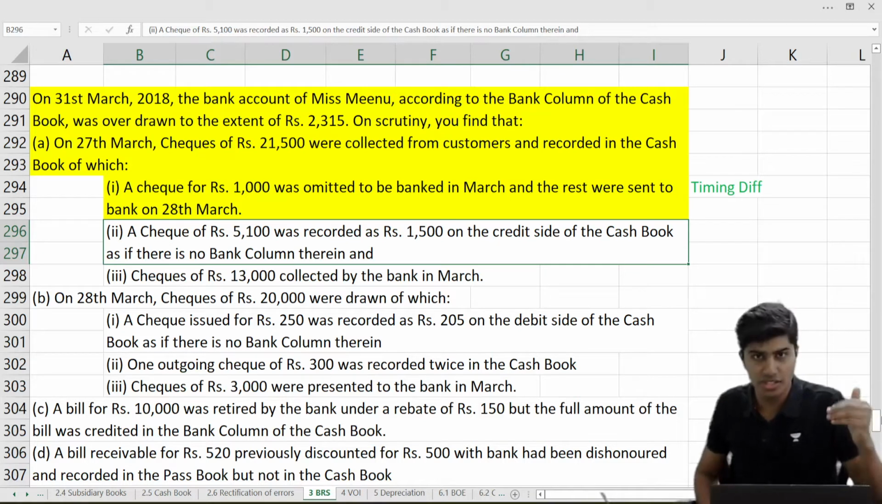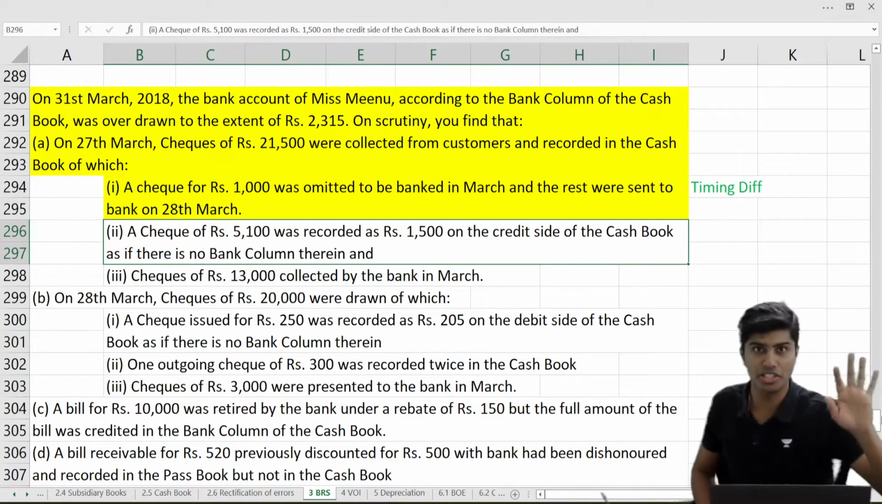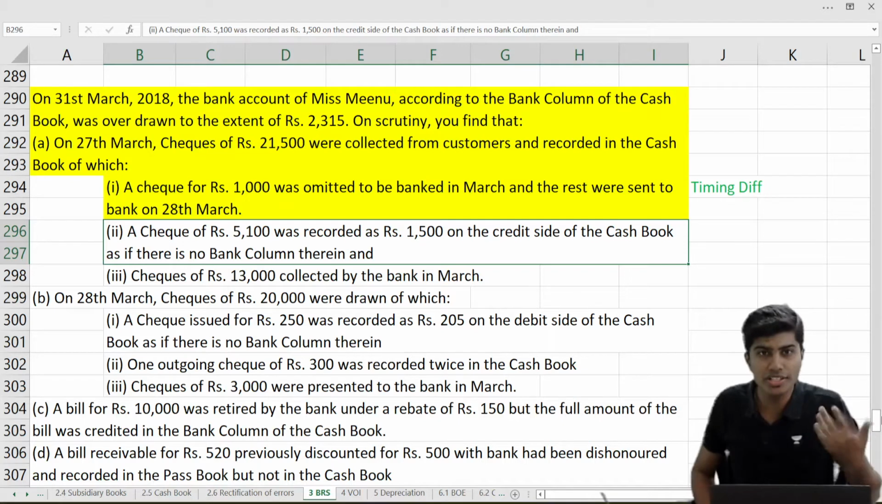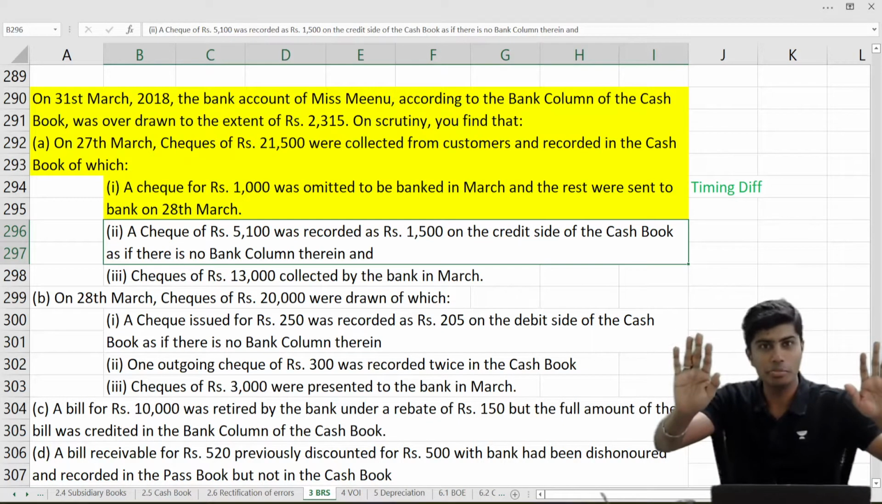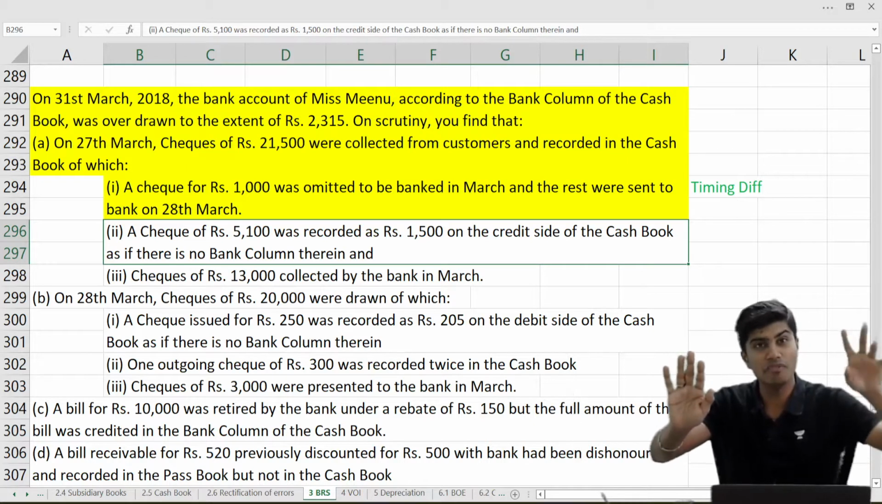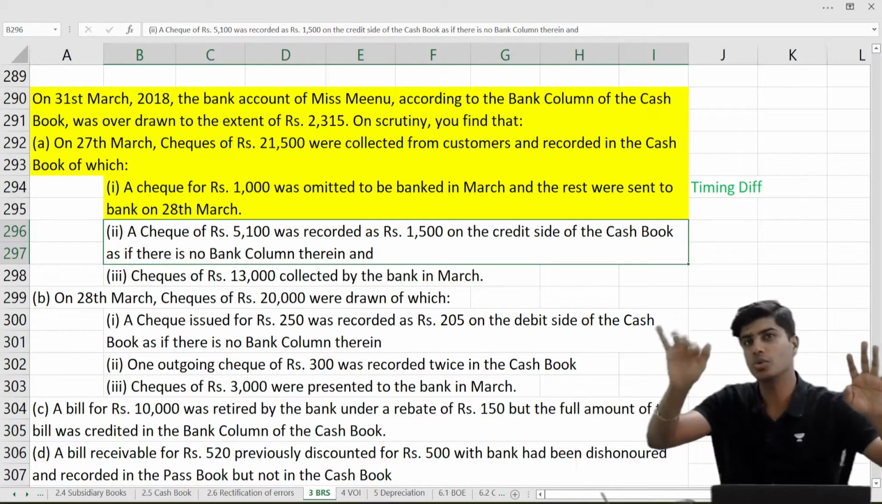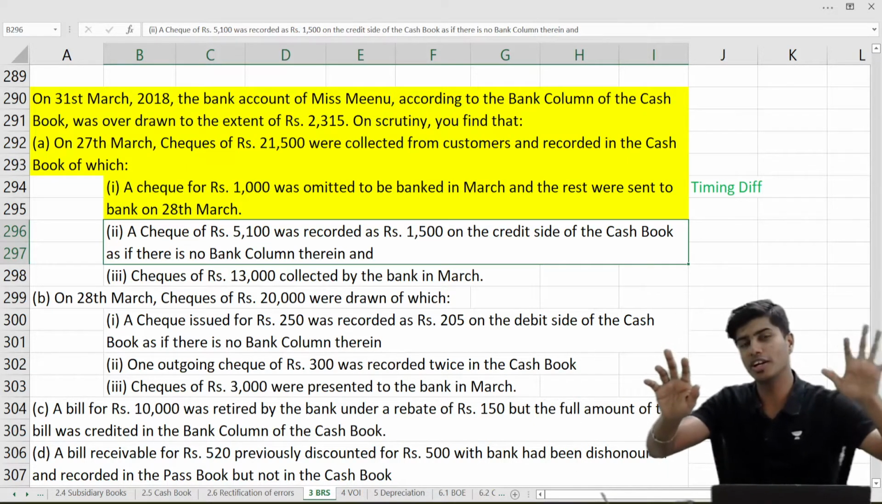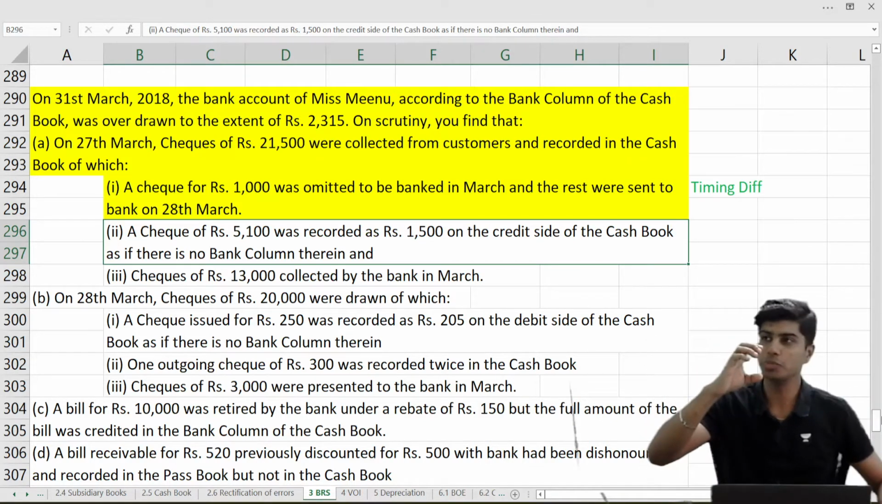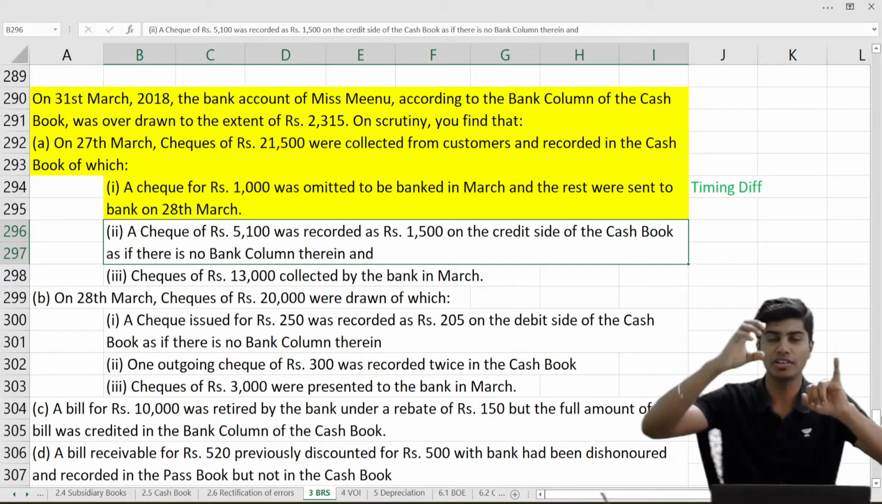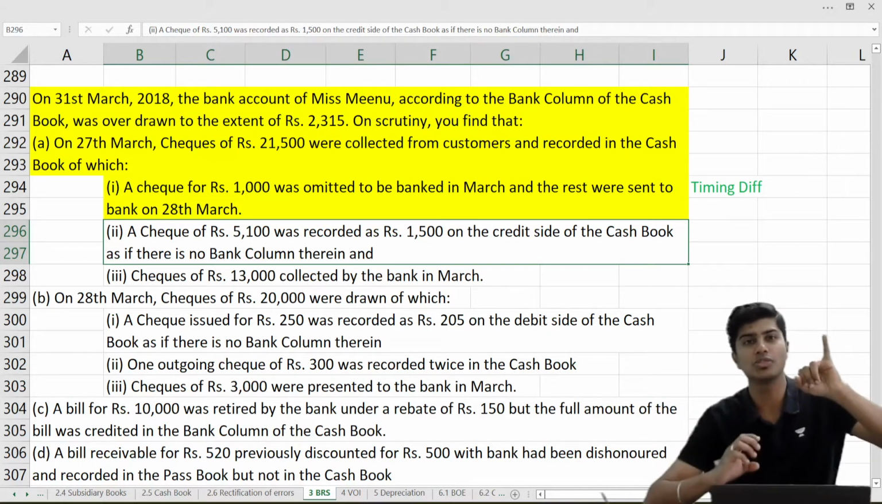When the check is received, they should have written it on the debit side. Correct? Check received, deposit, debit side. By mistake, they wrote on the credit side. One mistake. Second mistake is it should have been 5100. They wrote it as 1500. So 5100 debit has been recorded as 1500 credit. So what has happened? Cash book should have increased by 5100. Cash book has been decreased by 1500.